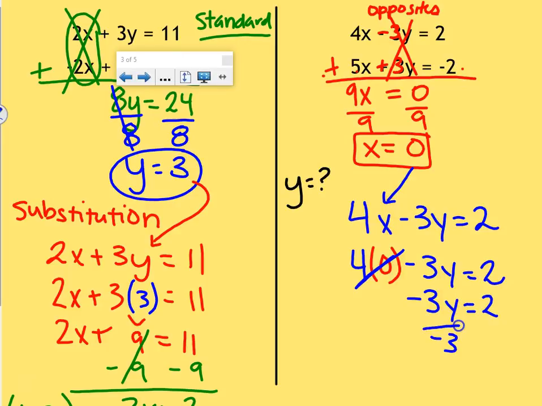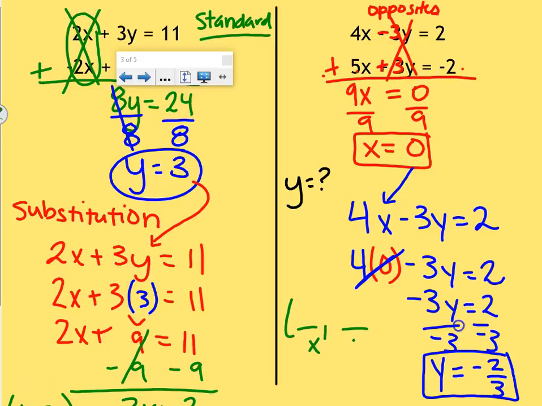Divide by negative 3 to get y by itself. 2 divided by negative 3 is not even, so we're just going to leave that as the fraction negative 2/3. Last step, write your answer as an ordered pair, (x, y). x is 0, y is negative 2/3. And there you have it, your solution by elimination.